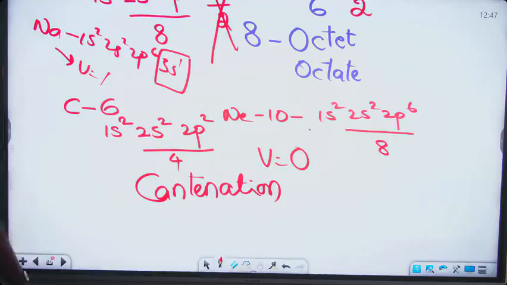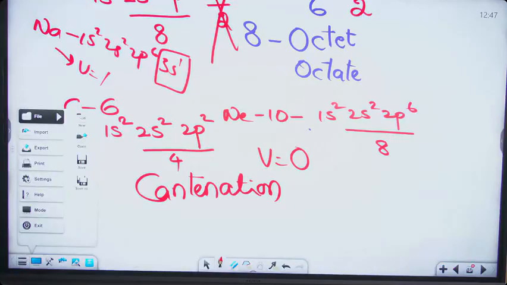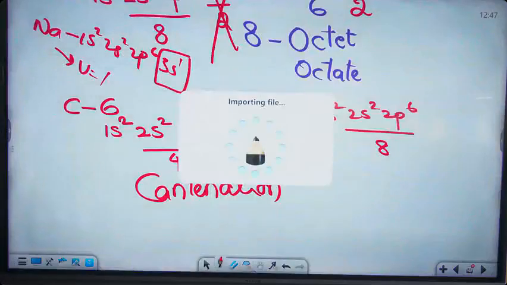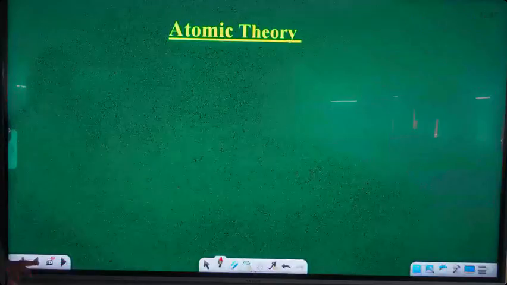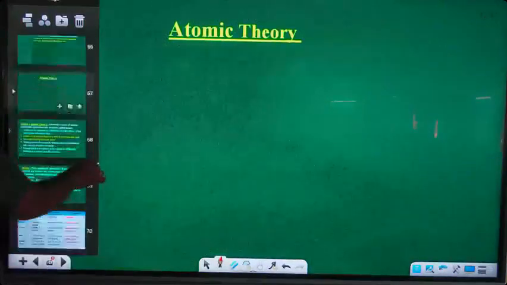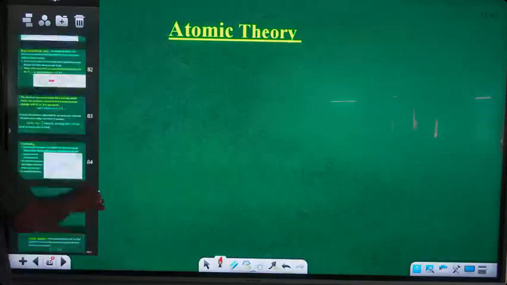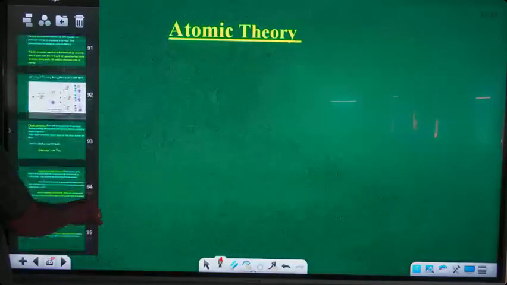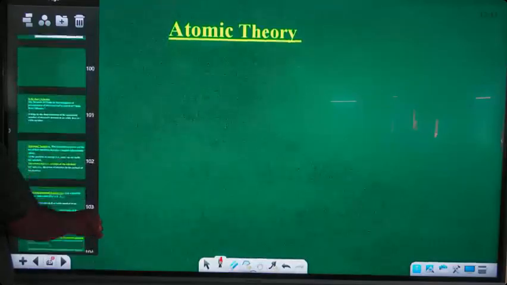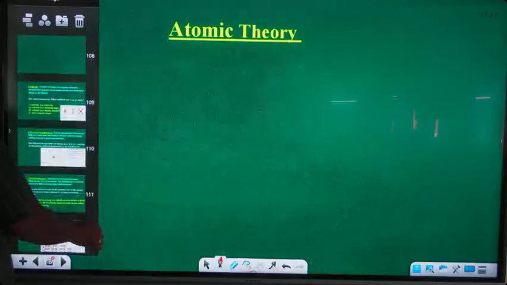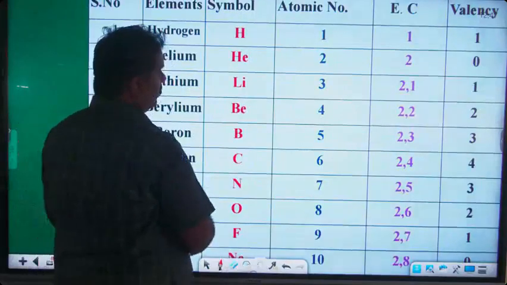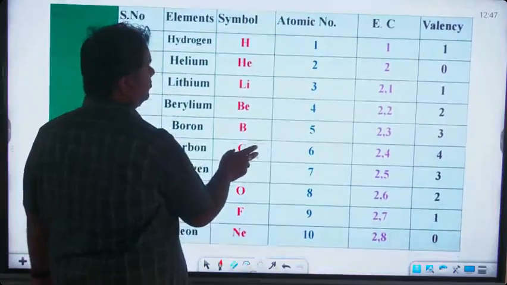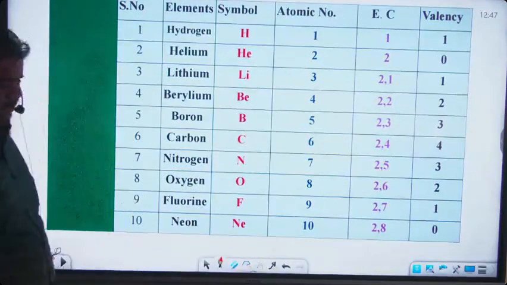Just give the heading Valency. The number of electrons gained or lost to achieve the octet configuration is known as valency.